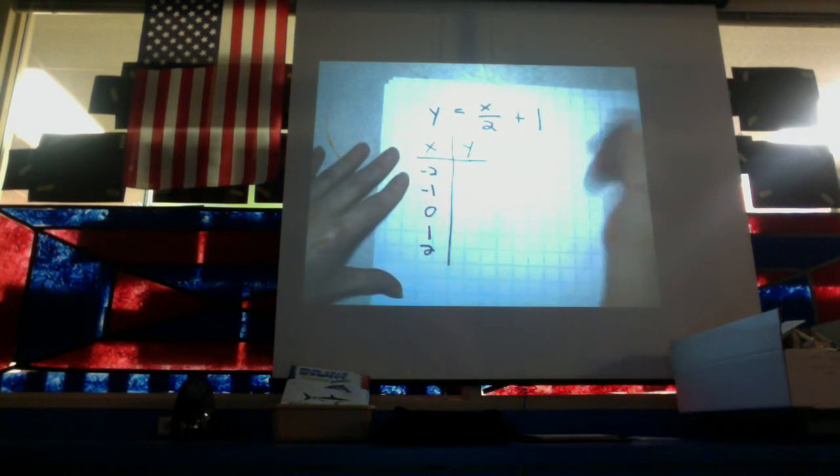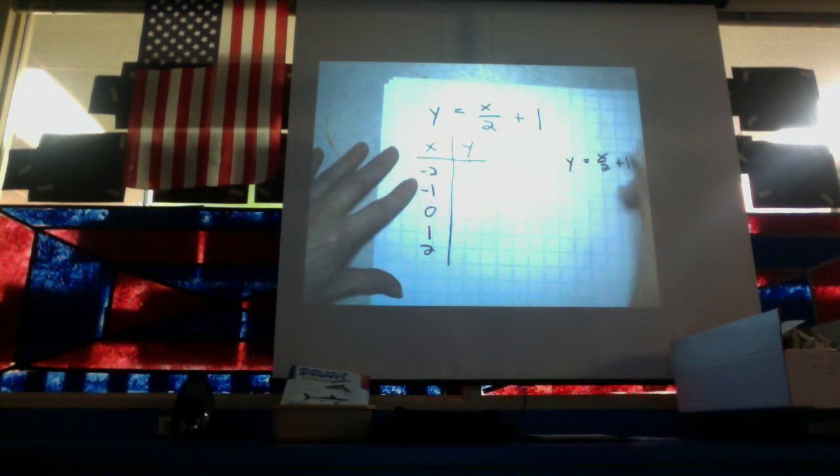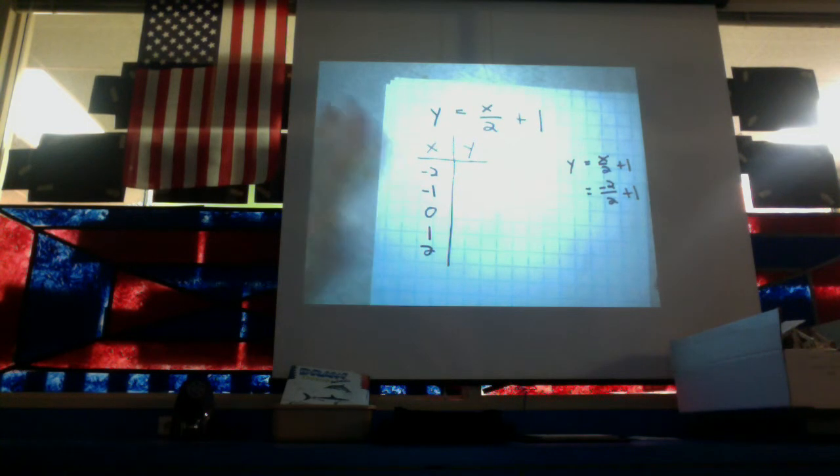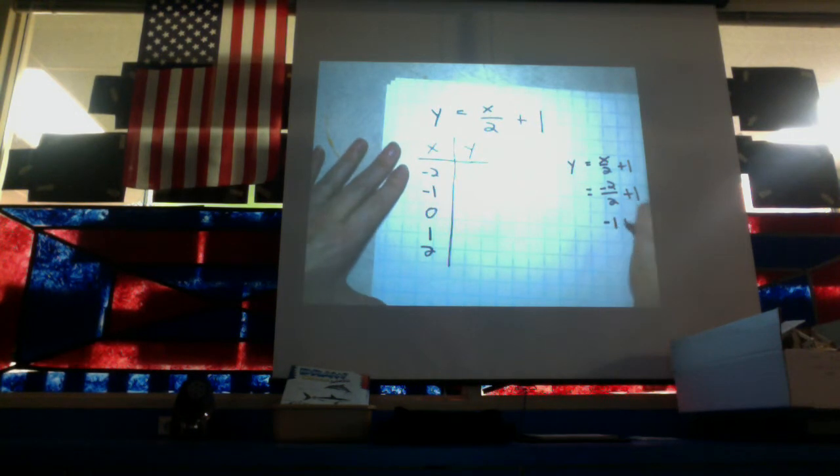I'll write my function over here to give me some more space to work. Let's substitute in. I've got -2 over 2 plus 1. What's -2 divided by 2? Well, 2 divided by 2 is 1, but since one of those numbers was negative, it's -1. Then -1 plus 1 is 0.